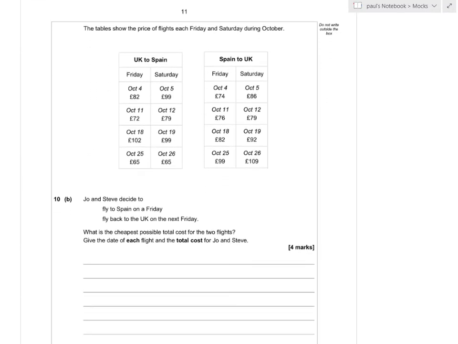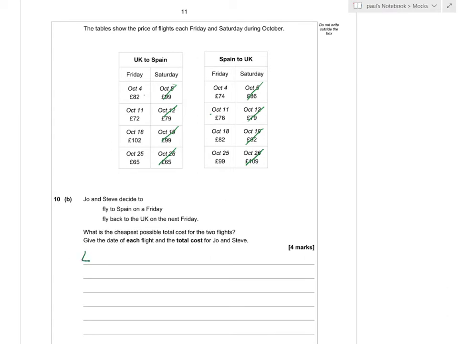Now, what we're going to do now, we're going to do something like Joe and Steve decide to fly to Spain on Friday, and fly back to the UK on the next Friday. What's the cheapest cost for 2 flights? So, forget the Saturdays. Give the date of each flight and the total. So if we go out on the 4th, and come back on the 11th.